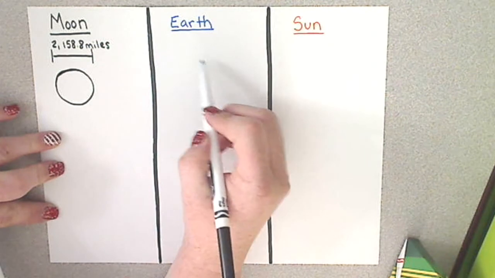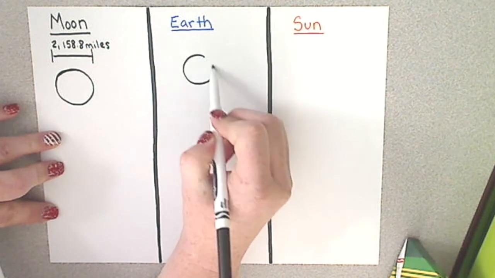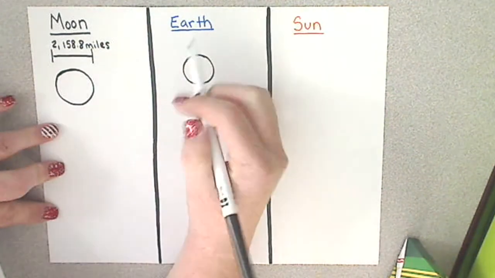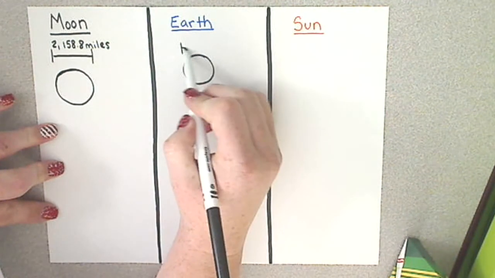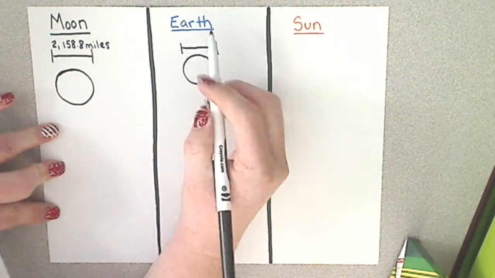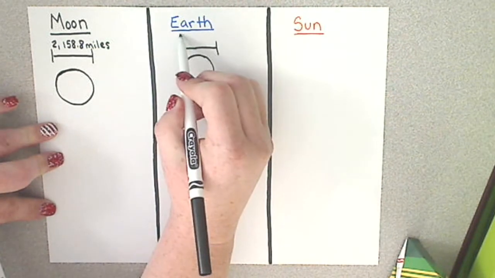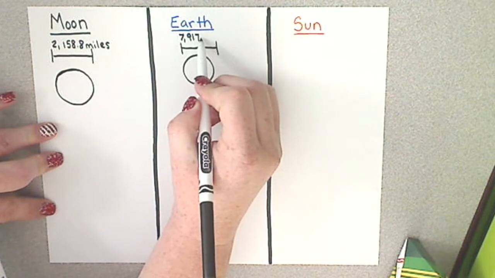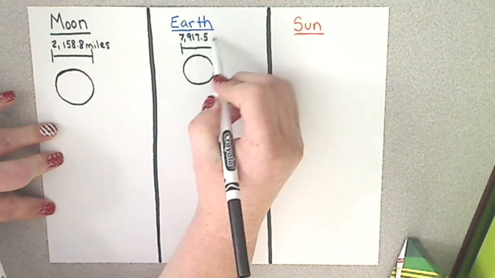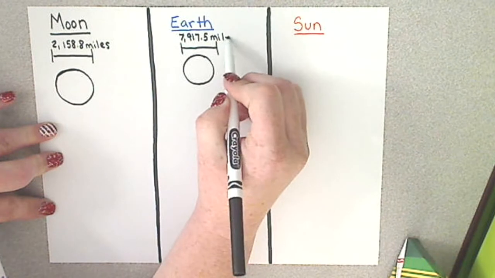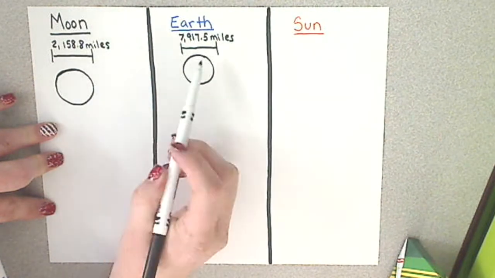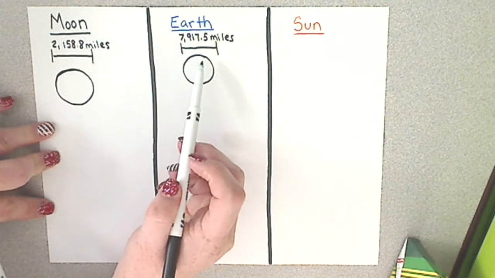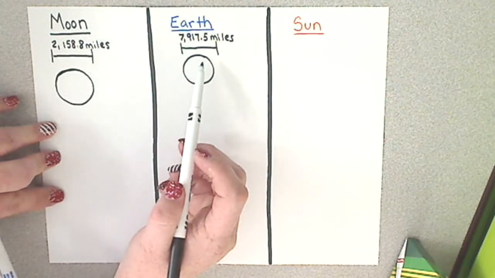Now let's compare that to Earth. Now, these are definitely not to scale, completely not to scale, but that's okay. Earth's diameter is 7,917.5 miles. So we've got almost 4 times bigger than the moon.